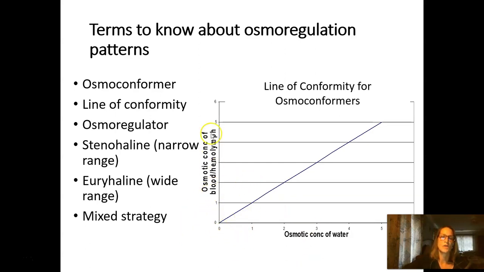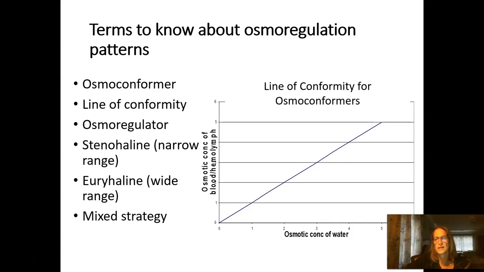On the y-axis, we have the osmotic concentration of the blood or hemolymph in the animal. And on the x-axis, we have the osmotic concentration of the water. As you see, for an osmoconformer, as the osmolarity of the water increases, so does the osmotic concentration of the blood or hemolymph of the animal. So it's a direct correlation, and that happens in osmoconformers. This line is called the line of conformity for osmoconformers.